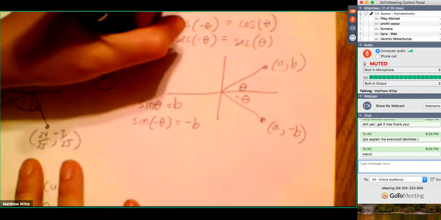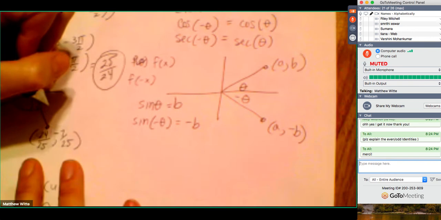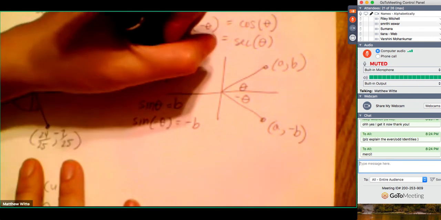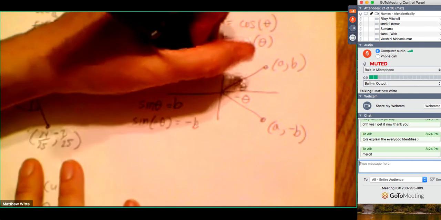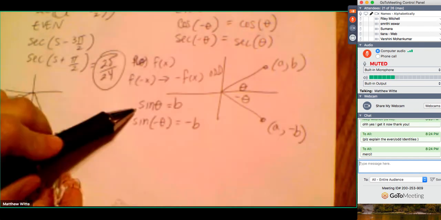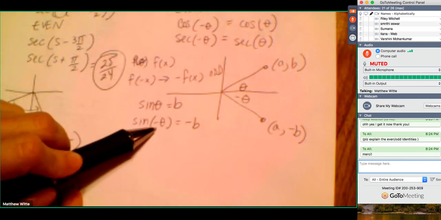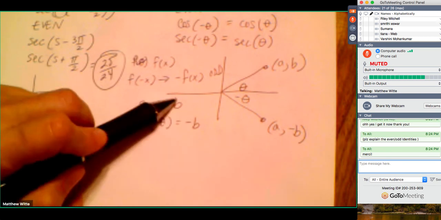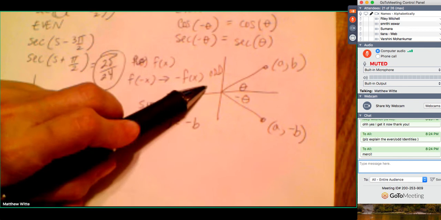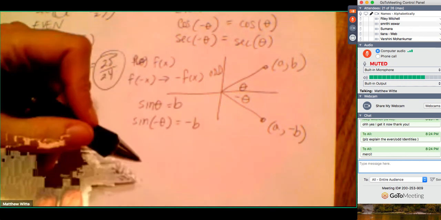So just a reminder of our even and odd functions. If we have f of x, and we input f of negative x and our result is negative f of x, it's said to be odd. And that's what's happening here. If I input theta, I get B. If I input negative theta, I get the opposite of B. That output is the opposite of the original. That's said to be odd. So that's the visual sketch of why that happens.